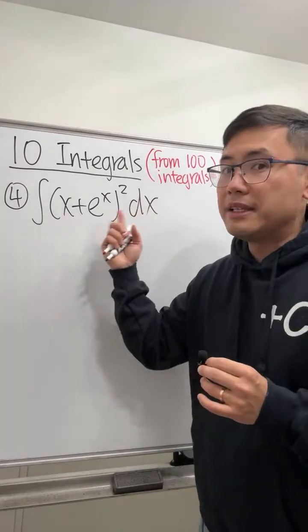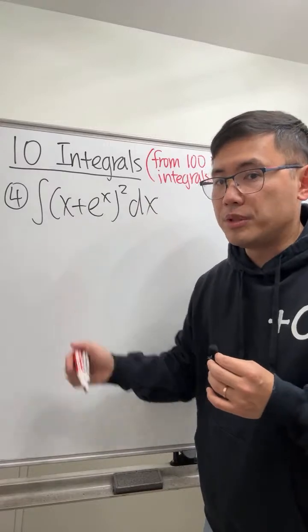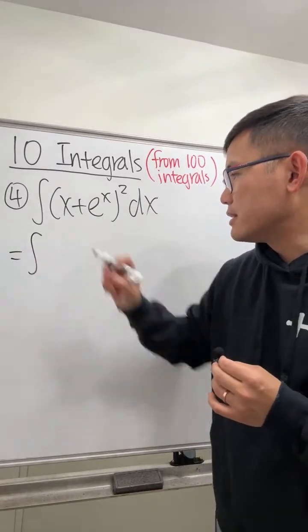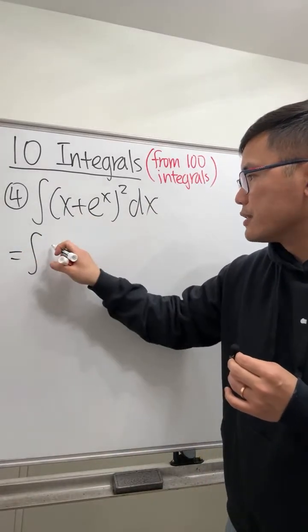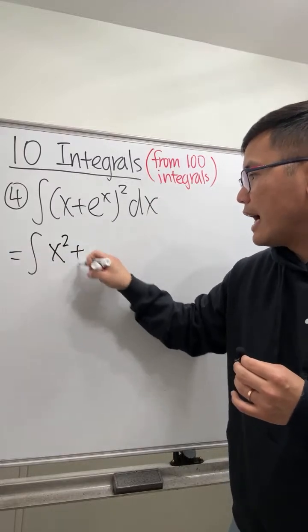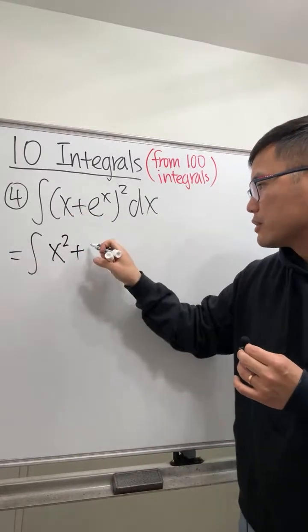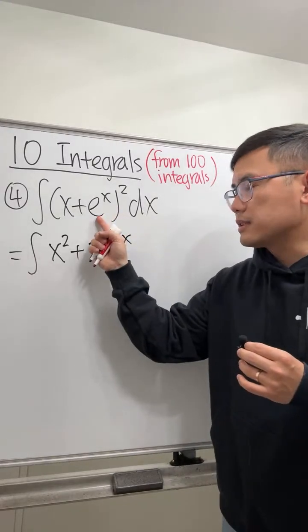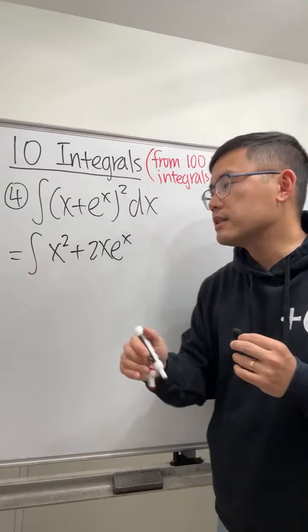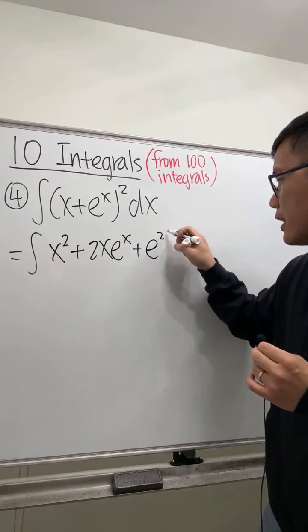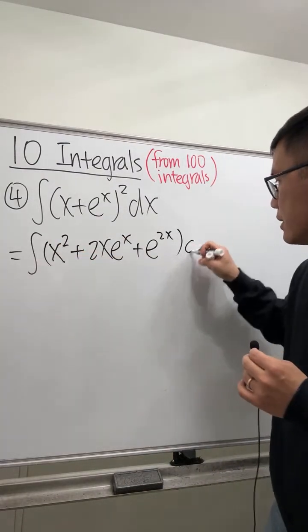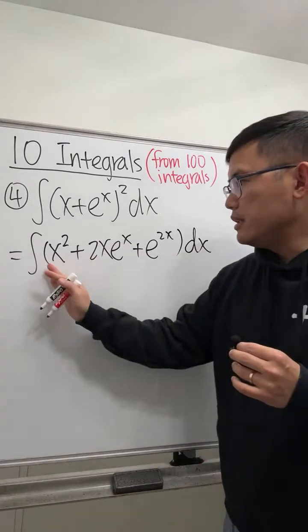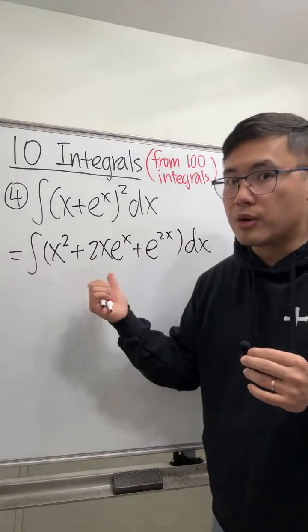But if you multiply this out, if you expanded the binomial, this right here is the same as the integral. You square the first term, which is x squared, and you add 2 times this and that. So it's 2x e to the x. And lastly, you square this. E to the x squared is e to the 2x dx. And you just integrate term by term.